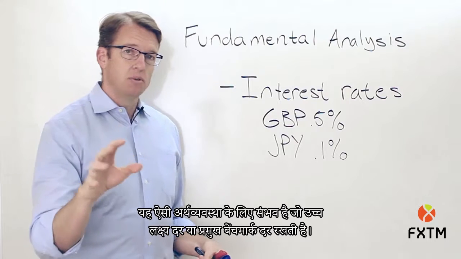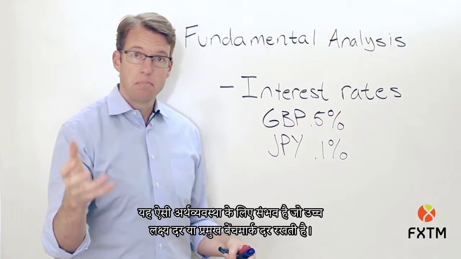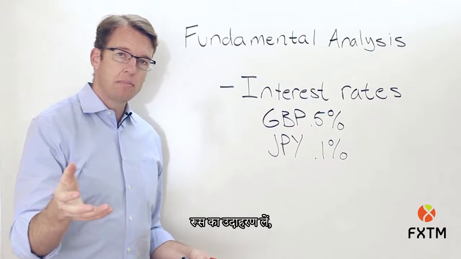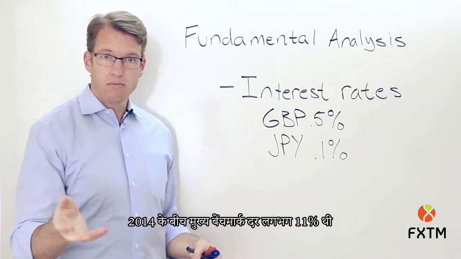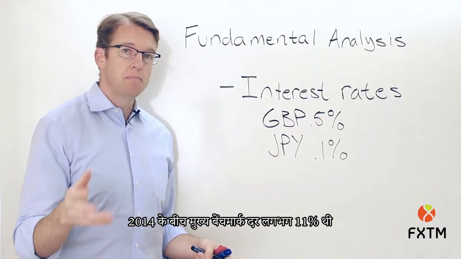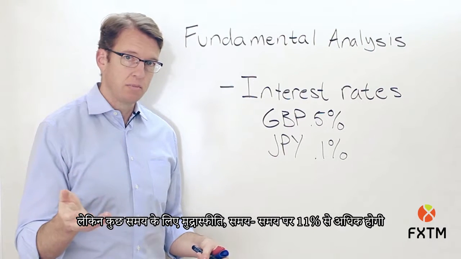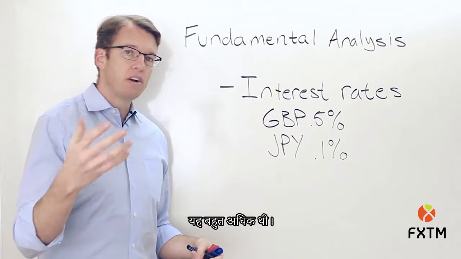So it is possible for an economy to have a very high target rate or key benchmark rate. Take Russia, for example. Through 2014, the key benchmark rate was about 11%, but inflation during that same period of time would actually exceed 11% from time to time. So it was also very high.